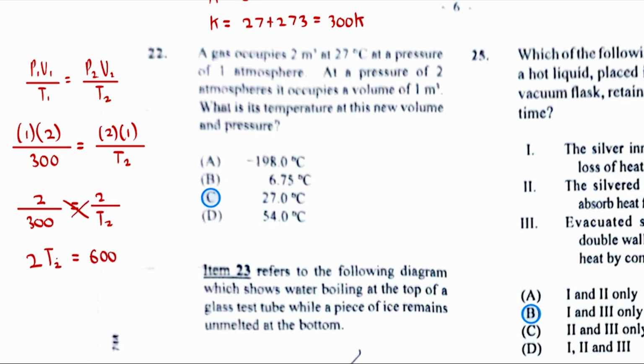And so to find T2, I will divide both sides by 2. And so T2 is going to be equal to 300 Kelvin, the same temperature at which we started off. So just remember, 300 Kelvin is 27 degrees Celsius. So the answer is C.